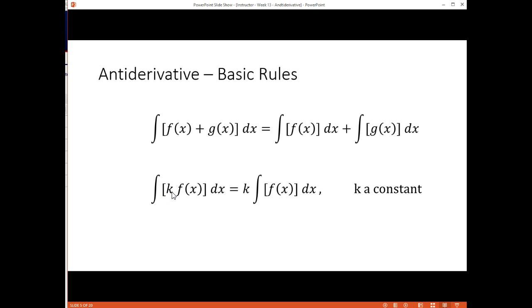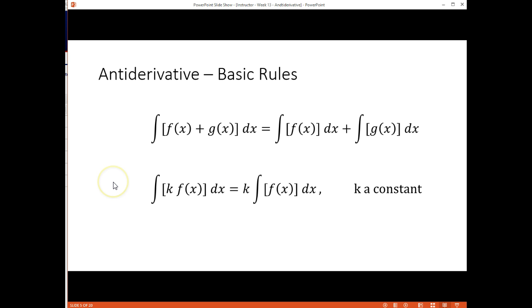Some basic antiderivative rules. These are things that shouldn't come as a surprise. If I take the integral of two separate functions, the integral of f of x plus g of x, this is equal to the integral of f of x plus the integral of g of x. This is just like our derivative when we took the derivative of multiple functions. We just split it up and took the derivative of each piece individually. Similarly, if I have the integral of a constant times a function, I can bring the constant out and then multiply it by the integral of the function.